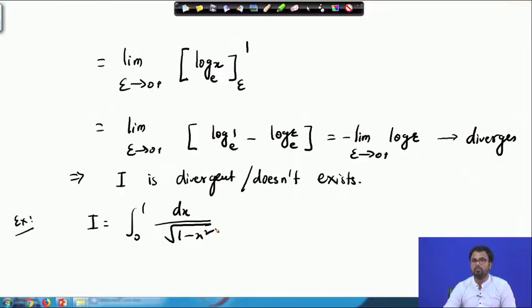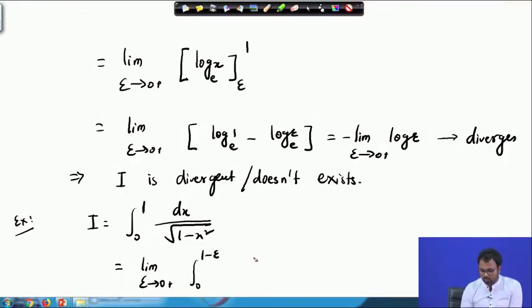As I was saying, there is a strong possibility you may have a function which is discontinuous at 2 points or 3 points and so on, and then in that case we have to break this integral here into that many number of subintegrals. So, here what would happen is we will first get rid of this discontinuous point. So, 0 to 1 minus epsilon dx by square root of 1 minus x square.